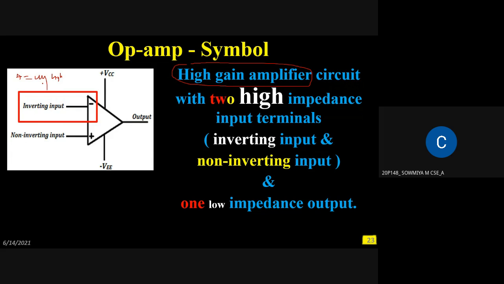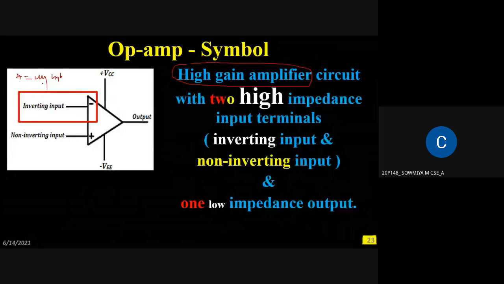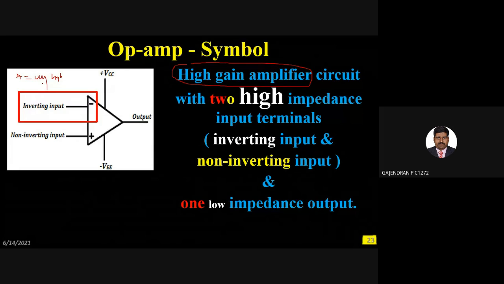Then we have seen AV, AI, like that. All are gain: current gain, voltage gain. Then you should ask why it is A.